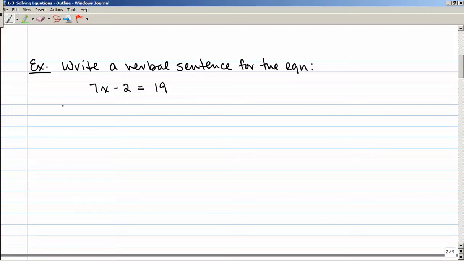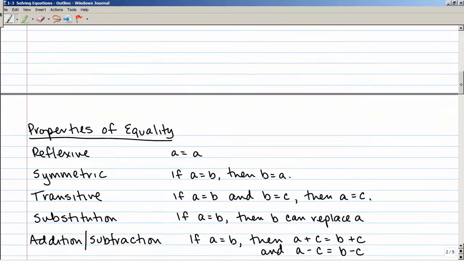So, a lot of different ways I could do this, but I'm going to do the simplest first. 7 times x. And if you're starting your sentence with a number, actually write it out, please. Seven times x minus 2 equals 19. And put a period at the end because that is a sentence. Other ways I could have done this: the product of 7 and x decreased by 2 is the same as 19, and actually lots of other ways, but sometimes it's just best to do the simplest.